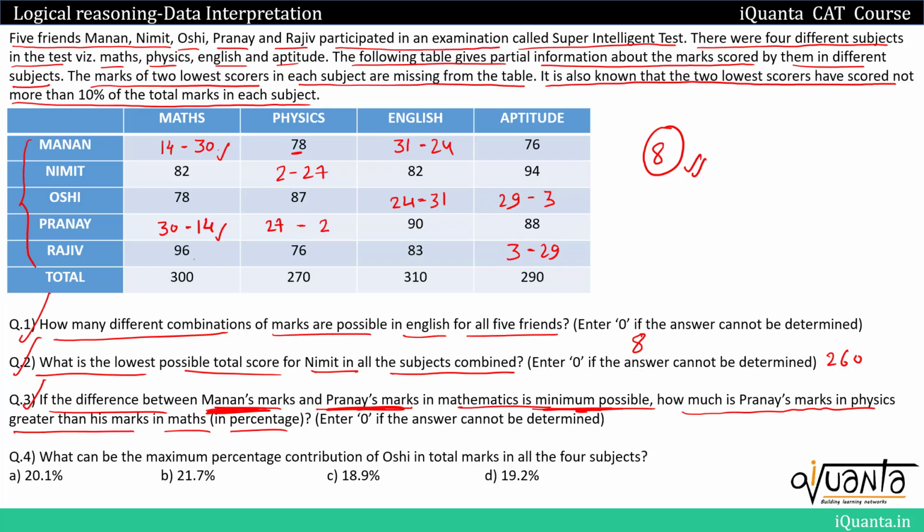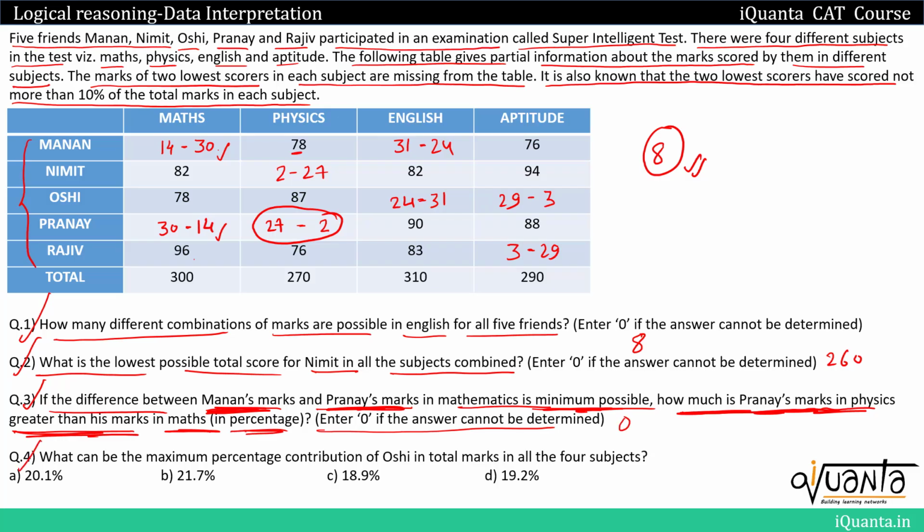So eventually, what do we need to find out at last? How much are Pranay's marks in physics greater than his marks in maths in percentage? So suppose that we have chosen any marks for Manan and Pranay in maths, but does that mean we can calculate a particular score for Pranay in physics as well? No, because Pranay's marks in physics can range from 27 to 2. So even if we calculate his marks in maths, we will not be able to determine the exact marks of Pranay in physics. So that means we cannot answer this question. So CBD will be the answer. We'll answer it as 0.